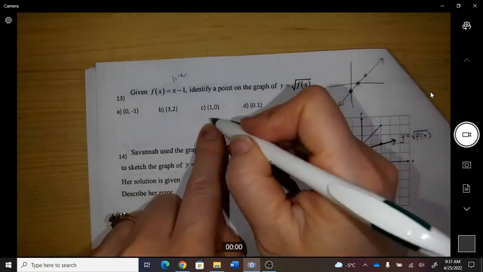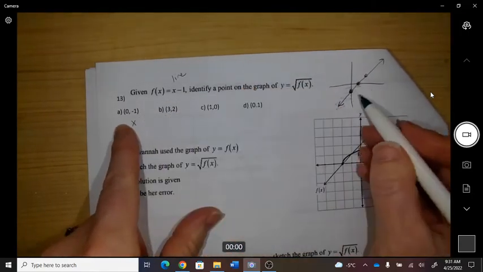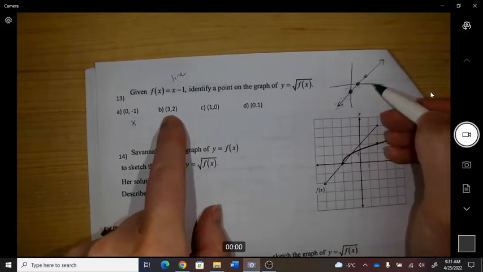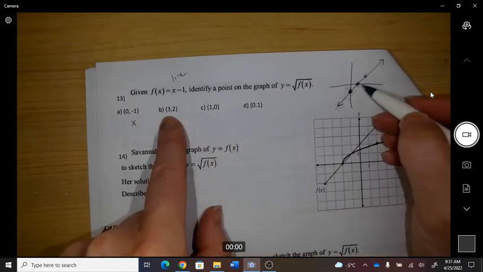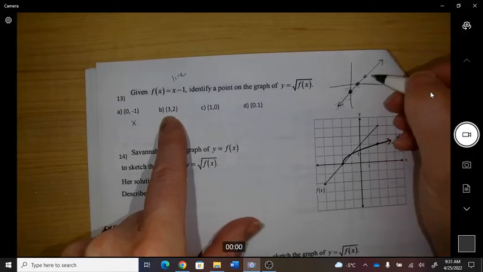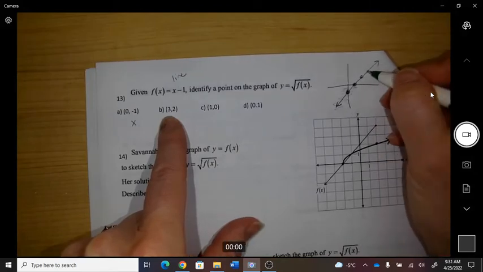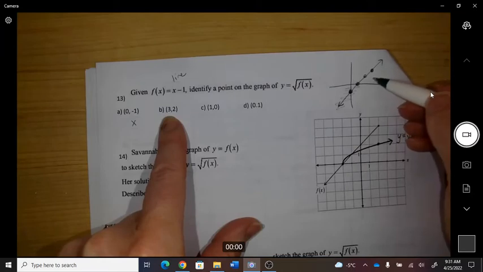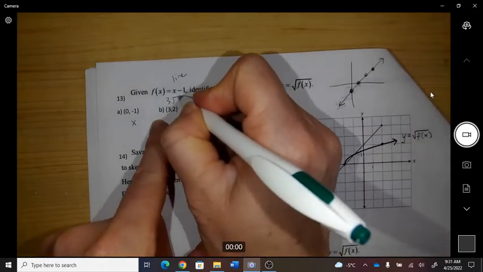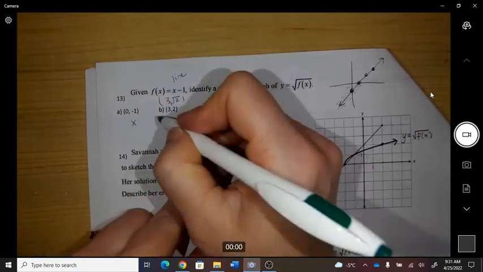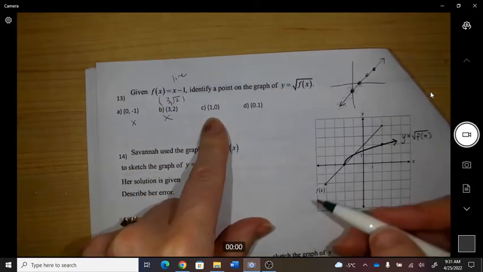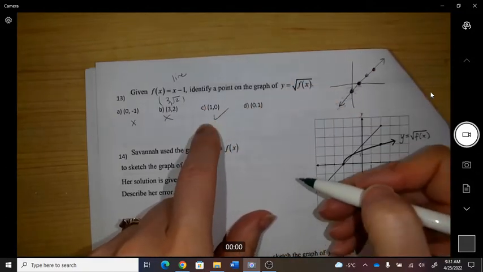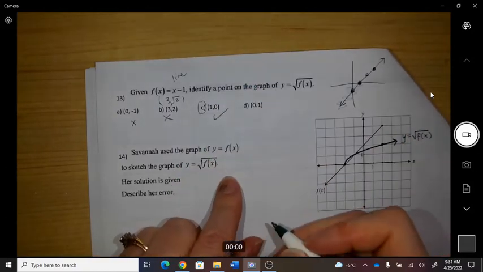So (1, 0), negative 1, it would not exist. And (3, 2) would be on this line. But remember, when I square root it, it would be 3, square root of 2. So that one doesn't work. (1, 0) would stay at (1, 0). So that one would be the coordinate. Okay.